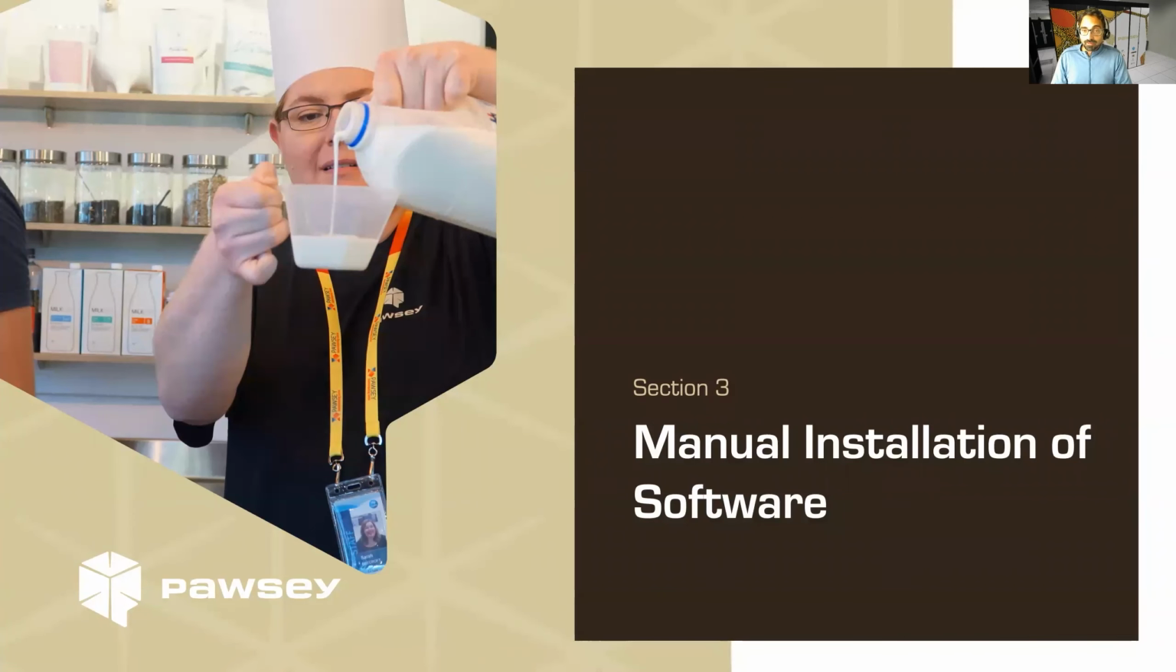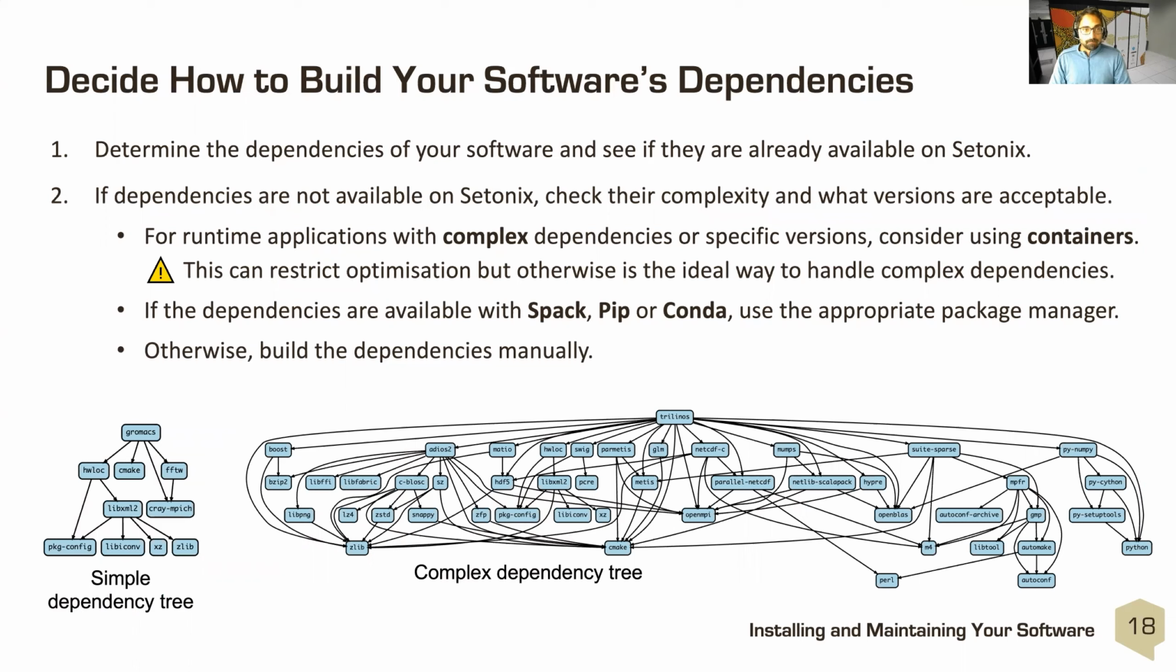So, manual installation of software. This is maybe where it gets a bit tricky. Remember that before you try to manually build software, first of all, you need to understand the dependencies that are required for your software and check to see if they're already available on Setonix. If they're already available on Setonix, normally you could module load a few things and then begin a manual build process. If the dependencies are not on Setonix, check their complexity and see what versions are acceptable. So if you require some package that's not provided by Pawsey, check to see if it's available through Spack, pip, or Conda to do the installation.